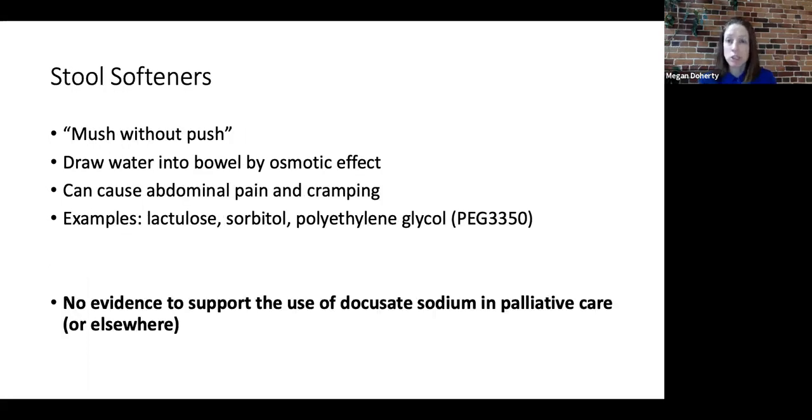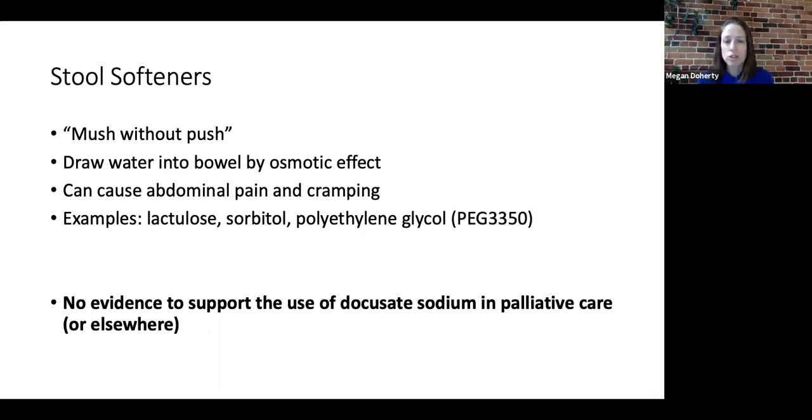Stool softeners provide mush, but they don't push the stool along any faster. They draw water into the bowel by an osmotic effect. This can cause some cramping or pain. The most common examples in this category include lactulose, products containing sorbitol, and products containing polyethylene glycol, which in some countries is called PEG 3350.